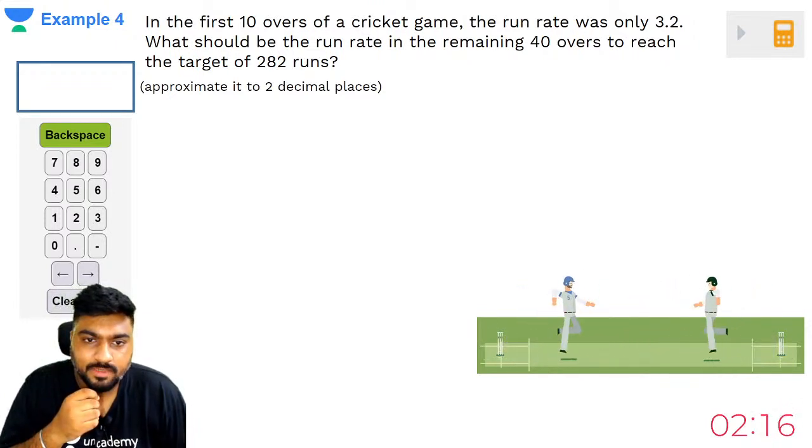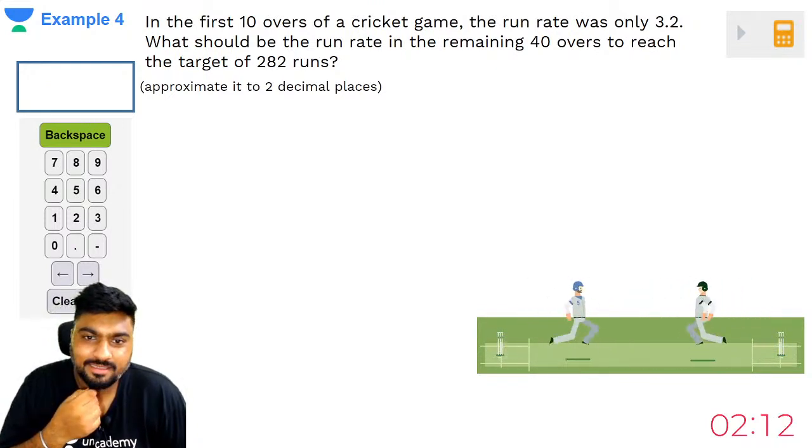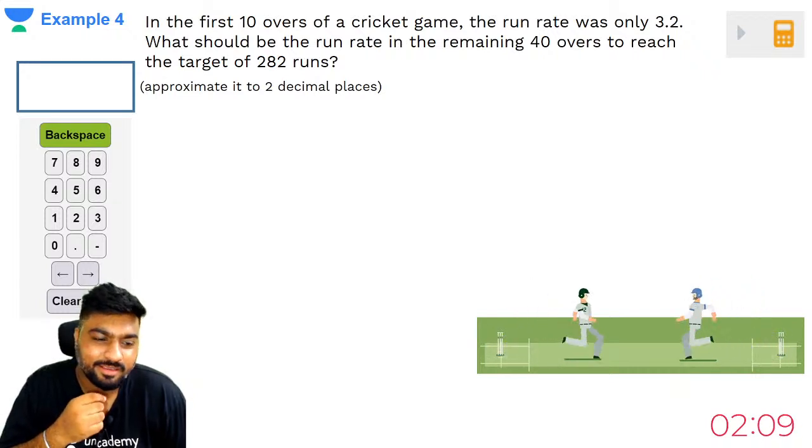I don't know if you've noticed, but these guys are actually wearing baseball uniform. These guys are wearing baseball uniform and running on a cricket pitch.